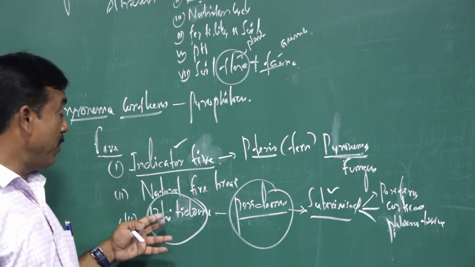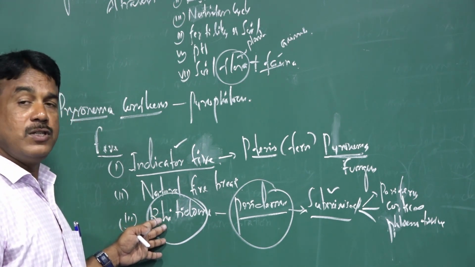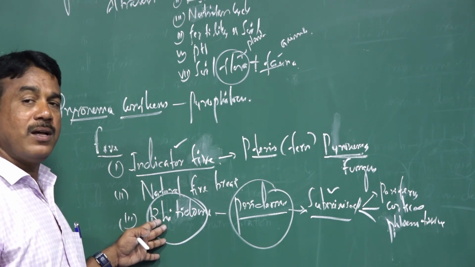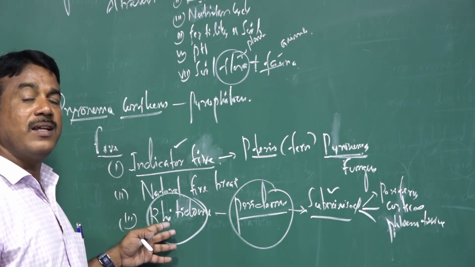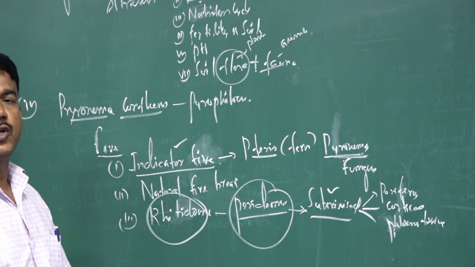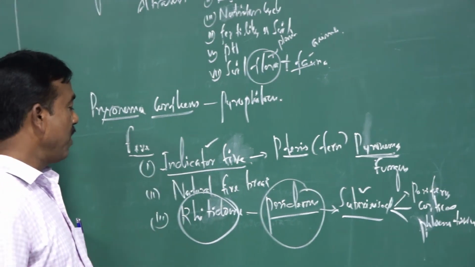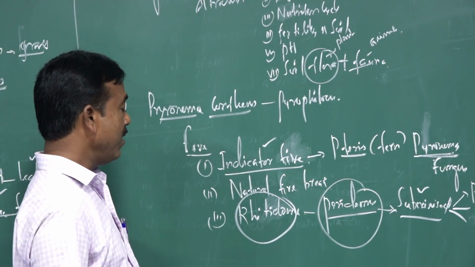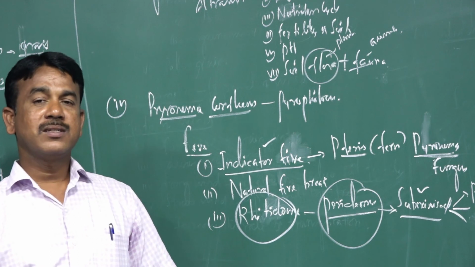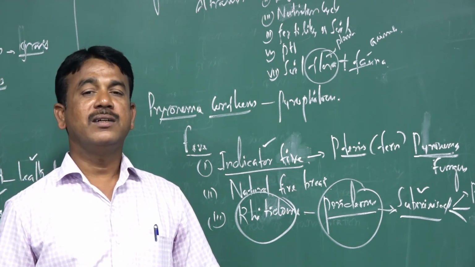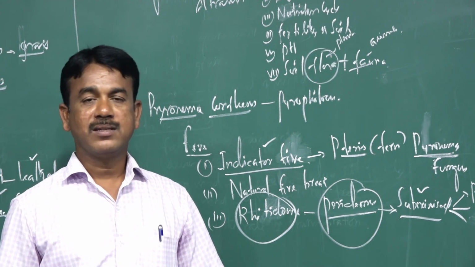So the barky rhytidome protects the plants against fire, loss of water, invasion of insects, and infection by microorganisms. Those are the types of fire, namely indicator fire, natural fire break, and the rhytidome. So those are the things we discussed in today's class. The remaining things will be discussed in coming classes. Thank you all.